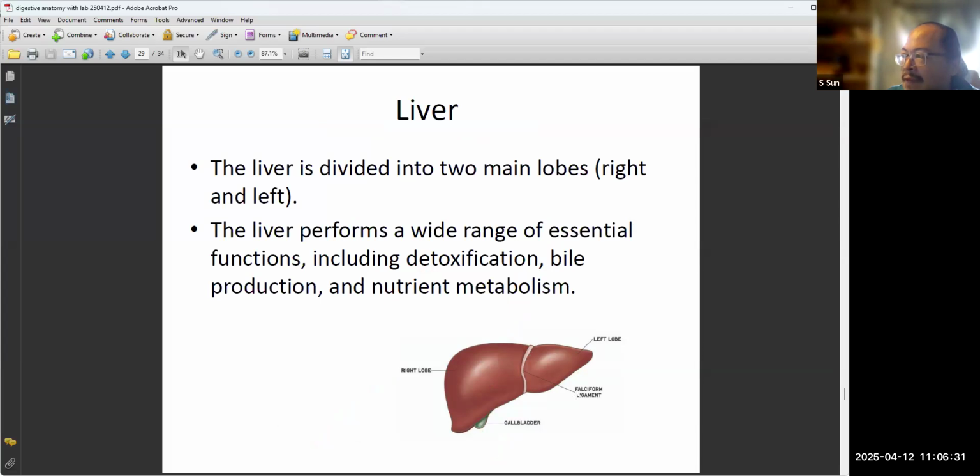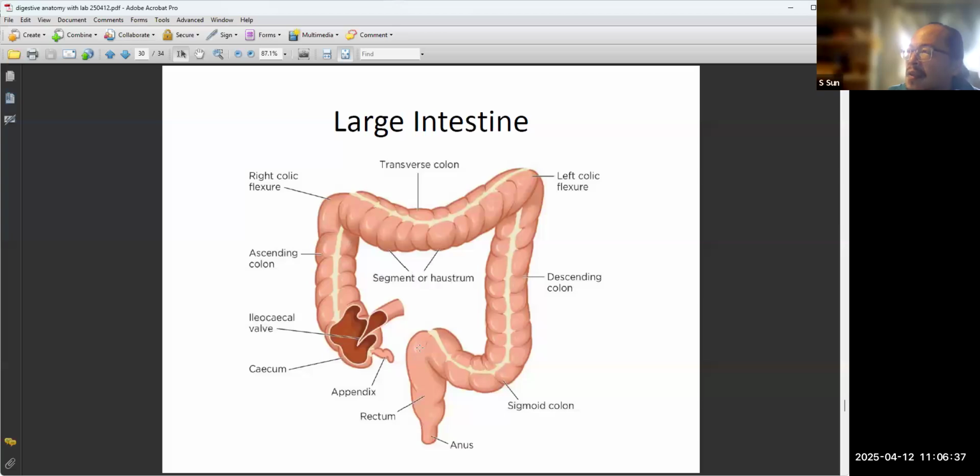This is the falciform ligament. And so this is the liver, and it absorbs the nutrients. Those which are not absorbed will continue to the large intestine. The large intestine has segments: cecum, colon, and rectum. Then we poop it out.